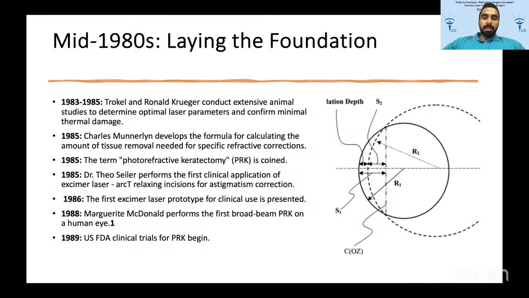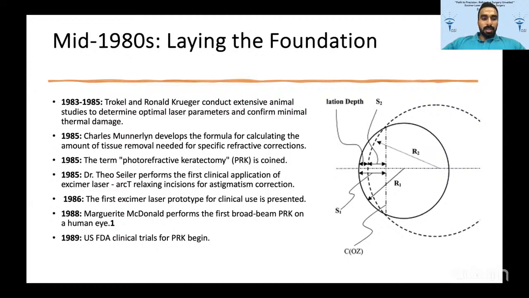In the mid-1980s, it started to take real form, when Charles Munnerlyn developed the formula for calculating the amount of tissue that needs to be removed for a specific refractive correction. This is when the term PRK was coined. The first Excimer laser treatment was done by Dr. Margaret MacDonald, on a patient who had an orbital tumor and was about to undergo exenteration. The patient was uncorrected 20/20, and they used it for a myopic correction of 4.5. That was the first patient who actually got PRK.